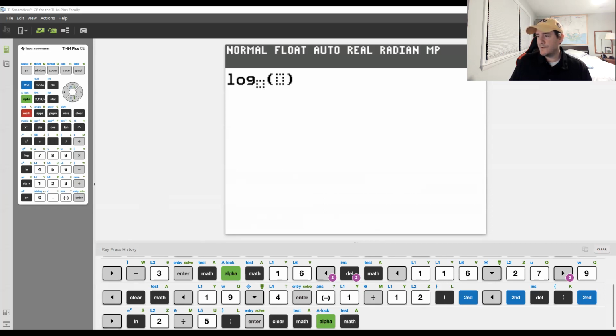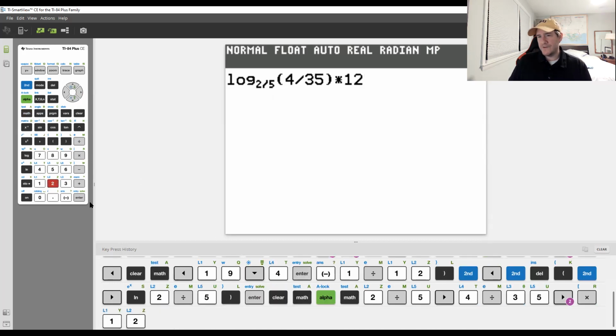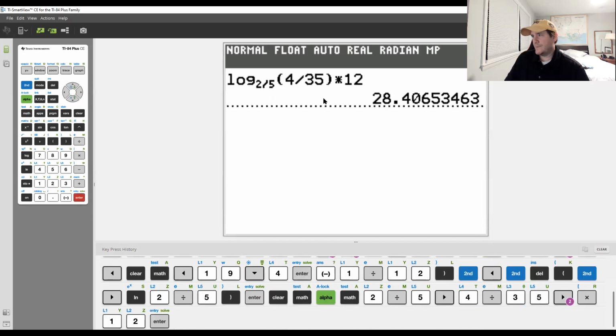Take me back. There it is. I'm still sharing that, right? New share. Yeah, all right. So the argument is 4/35. The base is 2/5. The argument is 4/35. Okay, and I forgot my 12, but I can stick the 12 on the end, or I could even hit enter and then do it. But I'm getting 28.406. I believe we just saw the answer key said the answer was 28.41, so we know we're good.